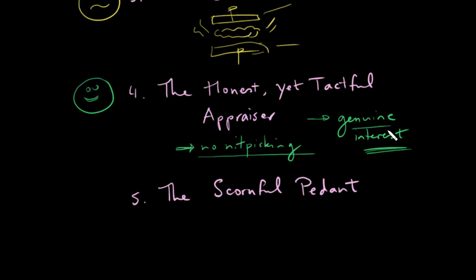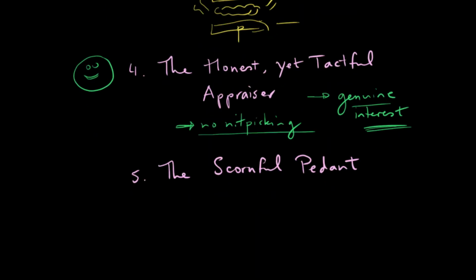And then the last one is the scornful pedant, the spiteful pedant. We'll use some red here to draw him. Well, maybe that's not quite dark enough. Okay, so we'll give him a scowl. Okay. He is not happy. And this is somebody who has nothing good to say.